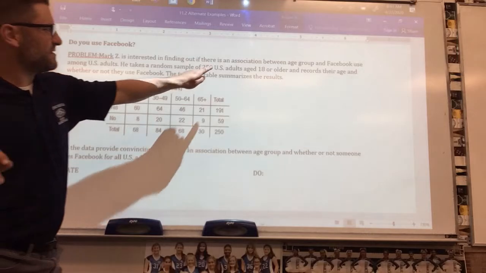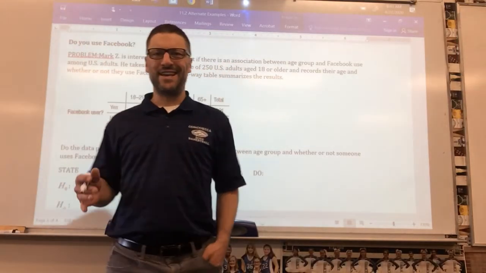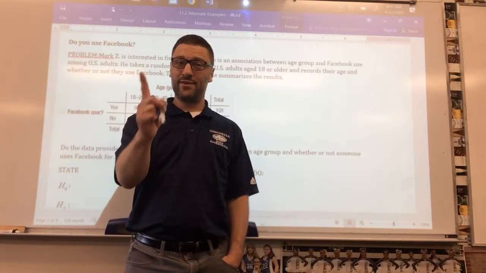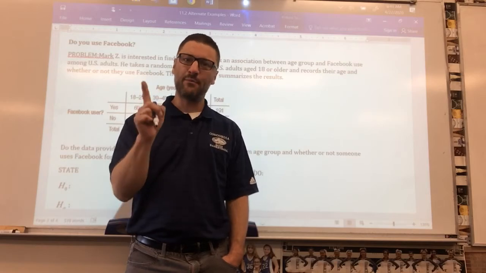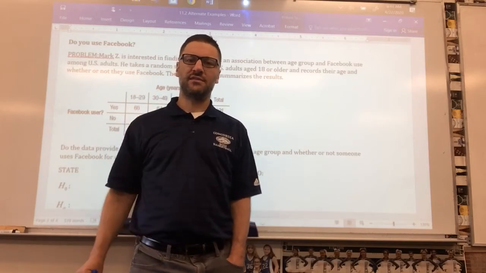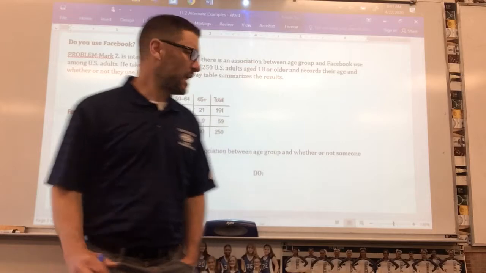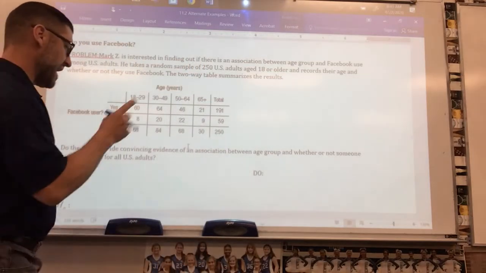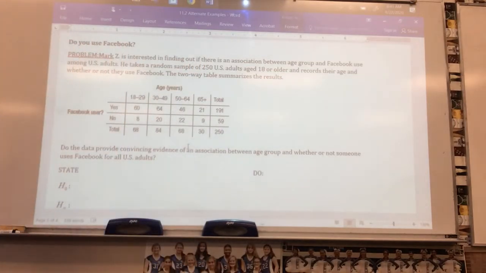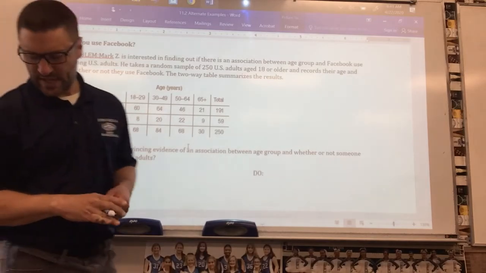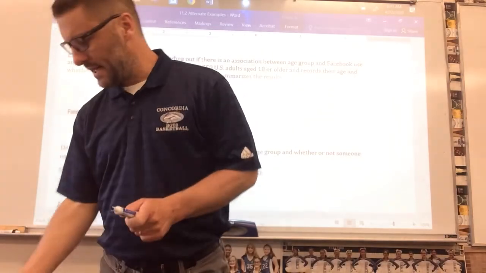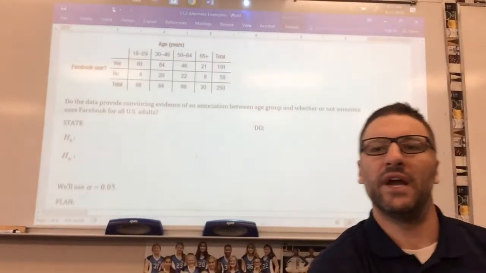Finding out if there's an association, man, that tells me right now, and two things: one random sample, and is there an association? This is a chi-squared test for independence. Okay, that's what this is. So does the data provide evidence of an association between age group and whether or not someone uses Facebook in the U.S.? I'm going to get you partway through this one, and then we'll go from there.